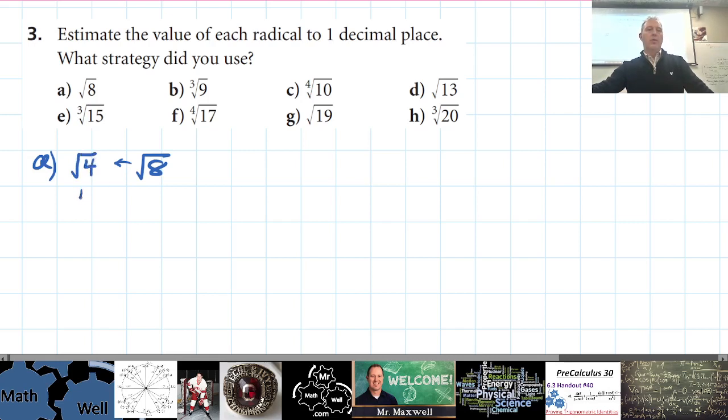So we know that the square root of 4 is 2, and just beyond 8, the next perfect square is 9. So we know that the square root of 9 simplifies to 3. That means that because 8 is between 4 and 9, its square root will be between 2 and 3. And because 8 is so very close to 9, we're going to guess maybe 2.9 or something like that. You might guess 2.9, 2.8, whatever.